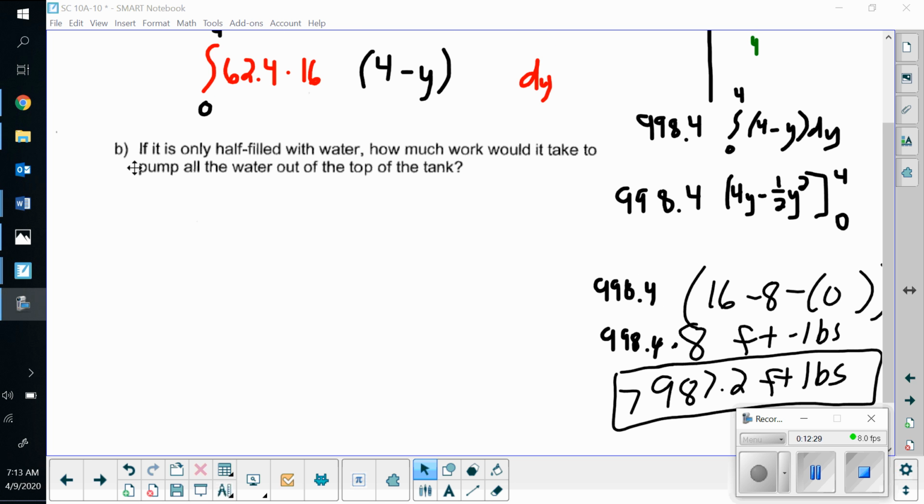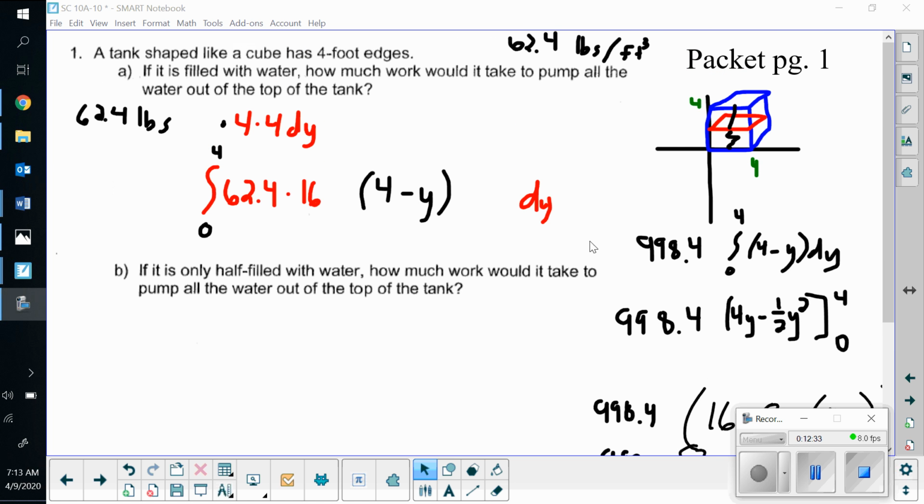So part B is, what if it was only half filled with water? How much work would it take to pump all the water out of the top of the tank? So let's think about what would change. We're still starting with water, so we still have 62.4 pounds. Each slice is still a square with a little thickness, so it's still 4 times 4 dy. No matter where your slice is, it's still got to travel to the top, so it's still 4 minus y. The only thing that's changing is where the slices could occur.